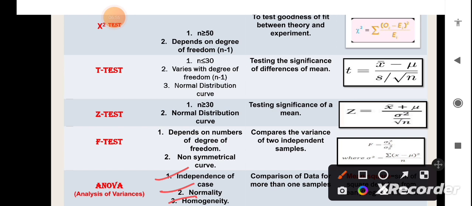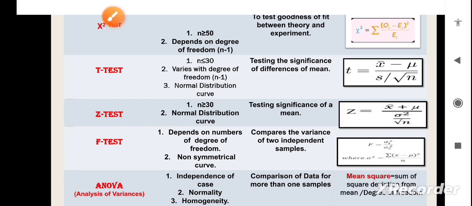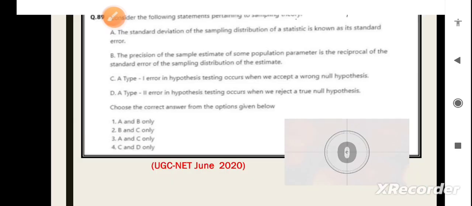ANOVA is used for the comparison of data for more than one sample, and here we calculate the mean square, which is equal to the sum of square deviations from mean divided by degree of freedom. Now let's see some questions to recall what we have learned today. After reading the question, I will wait for some seconds so that you can also guess the answer.